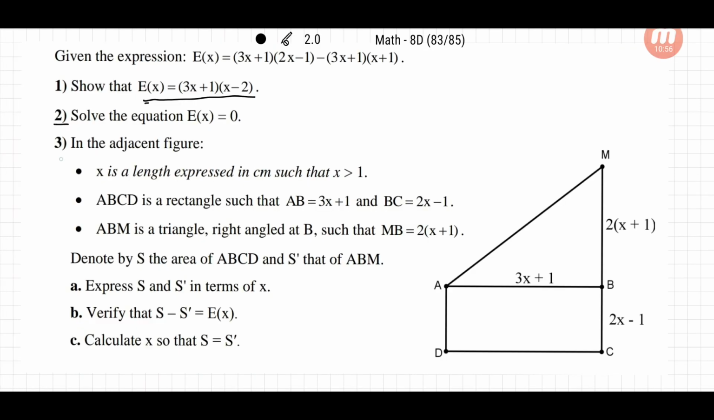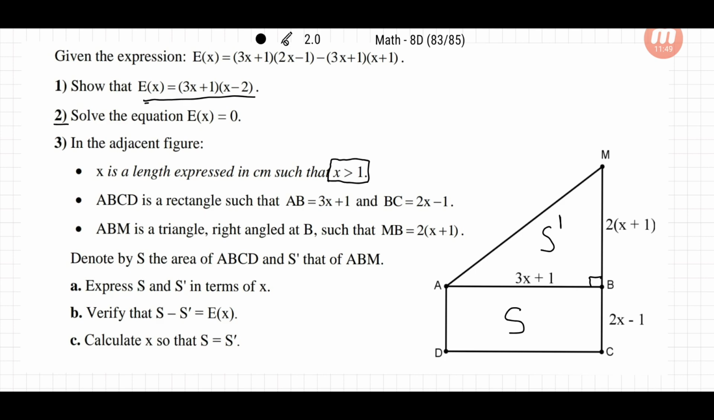Number 3. In the adjacent figure, x is a length expressed in centimeters such that x is greater than 1. ABCD is a rectangle such that AB = 3x + 1 and BC = 2x - 1, and ABM is a right triangle having MB equal to 2x + 1. Denote by S the area of ABCD. So the area of this rectangle I call S, and I call S prime the area of ABM. So the area of this is S prime.